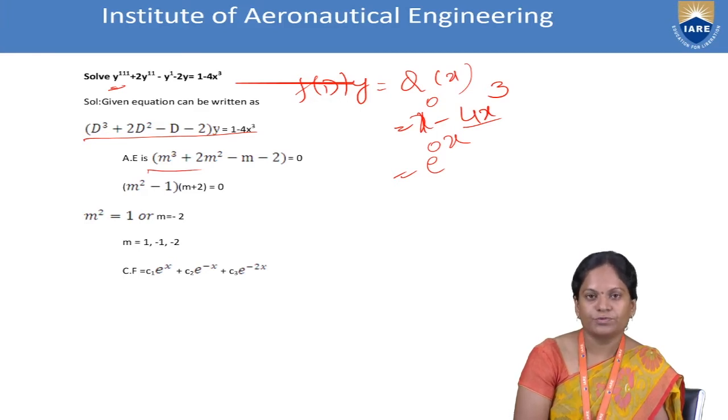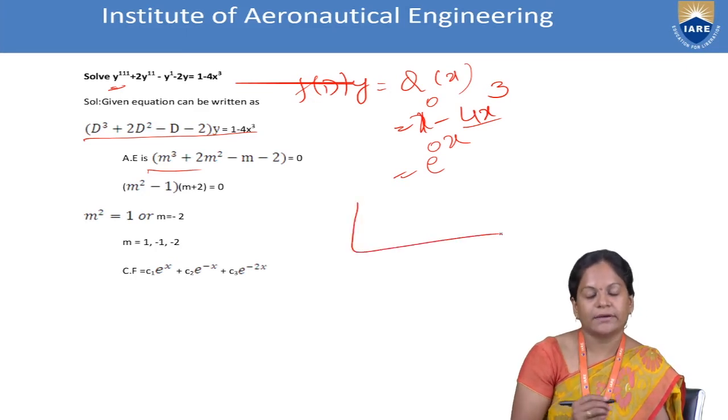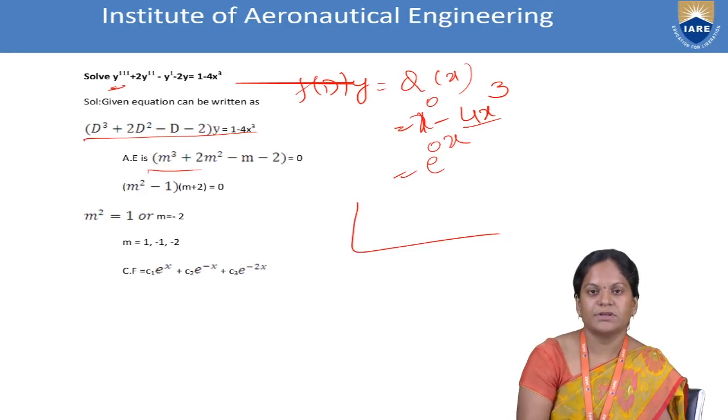So what are the roots for this polynomial? If it is a third degree polynomial, we get 3 roots. The roots are here (m² - 1) and (m + 2). By using synthetic division, we will find the roots. What is synthetic division? Take the coefficients of the given polynomial. What is the highest degree here? 3.